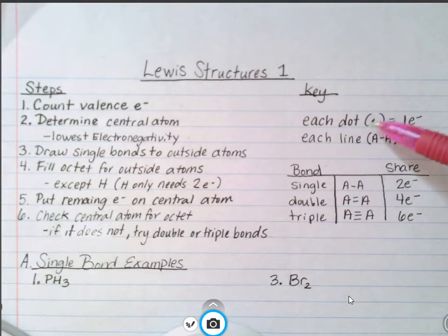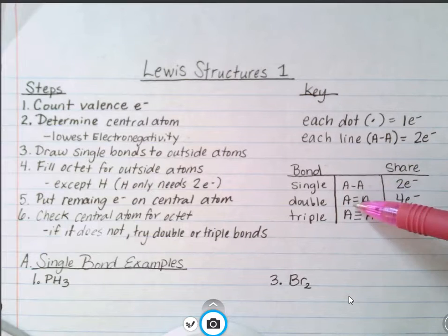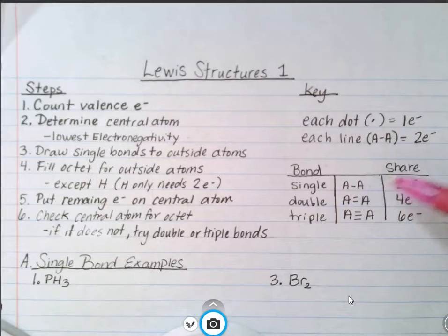Before we begin, here's the key. You need to know that each dot is representing 1 electron. That's what e minus is. If you have a line between 2 atoms, it's representing 2 electrons, which means that we can have some single bonds with 1 line, and they're sharing 2 electrons, some double bonds with 2 lines, sharing 4 electrons, triple bonds with 3 lines, sharing 6 electrons. Okay, so that's the key to understanding what's going on.